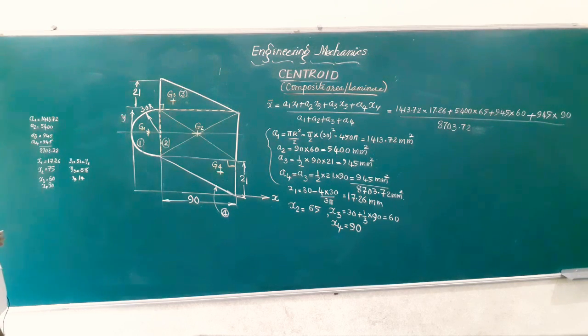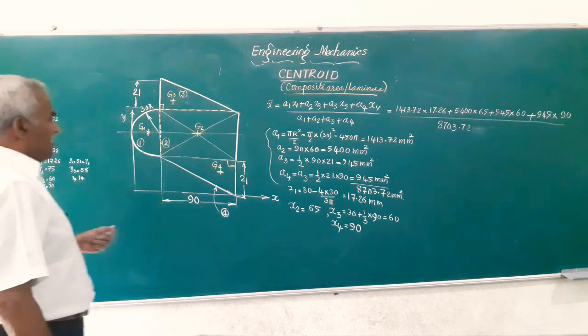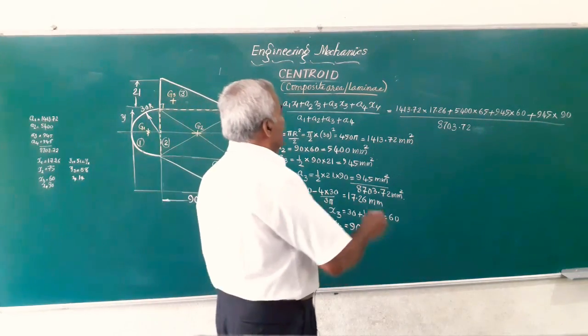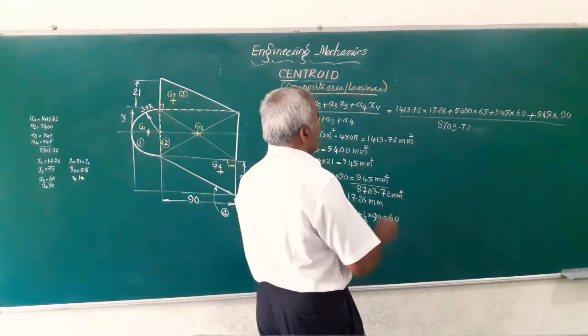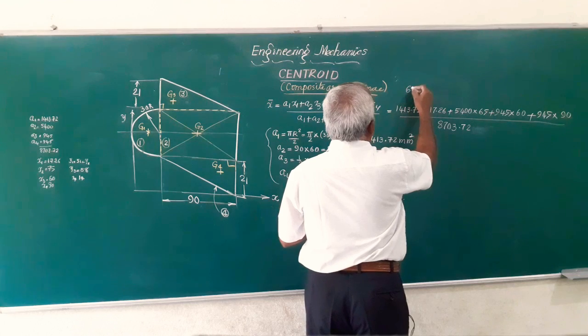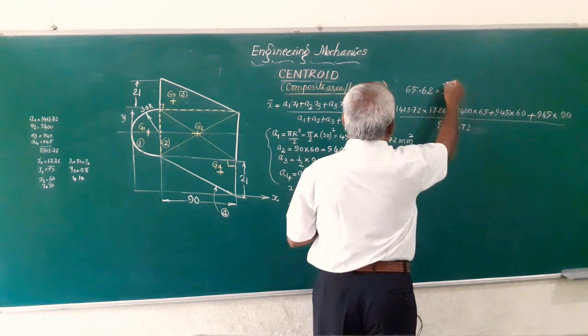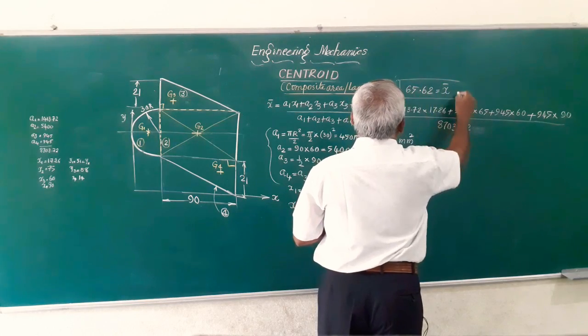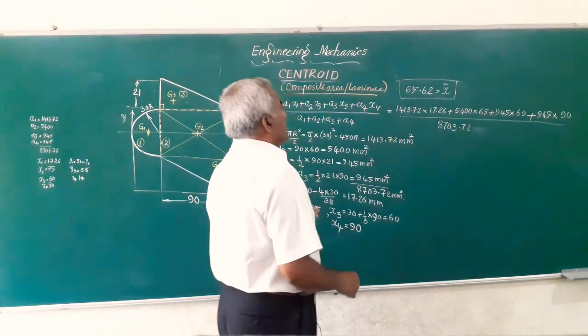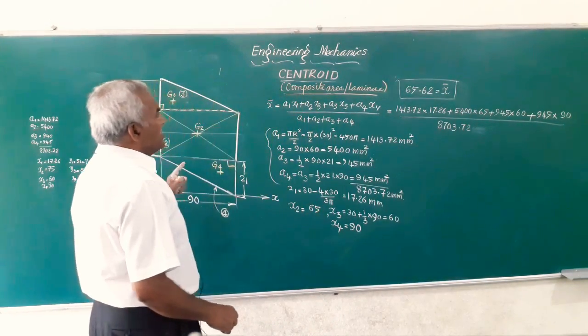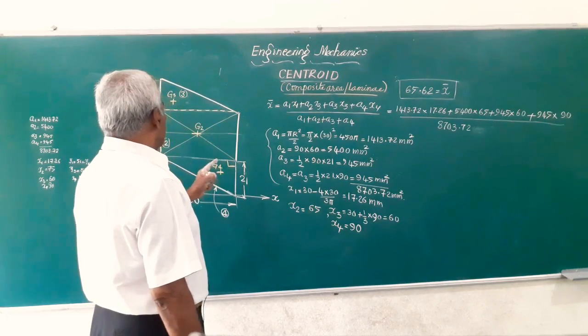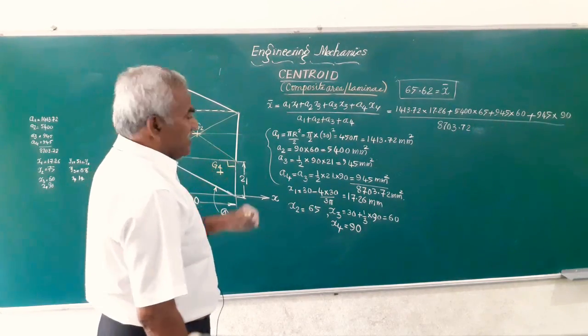So friends, if you simplify this, the value of x bar works out to 65.62. That is the distance of the centroid of the whole figure from the y axis.